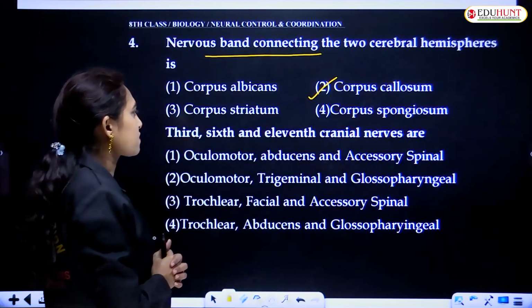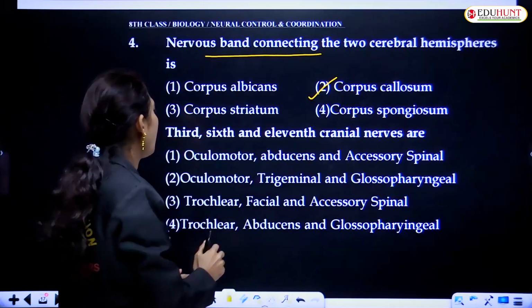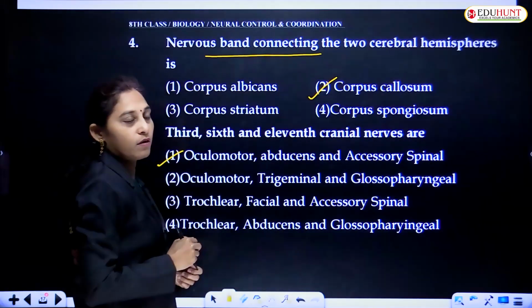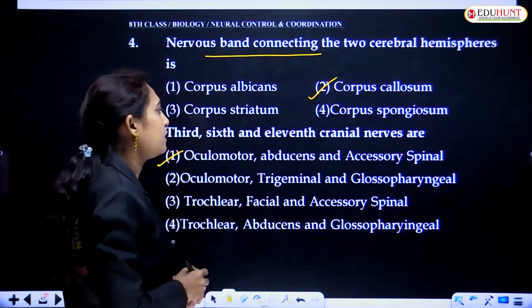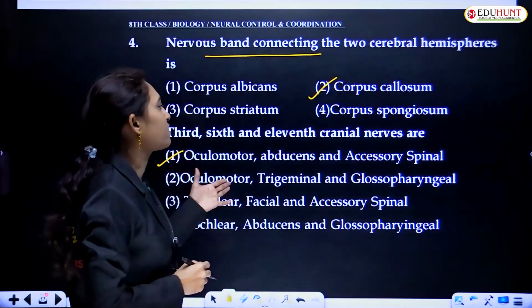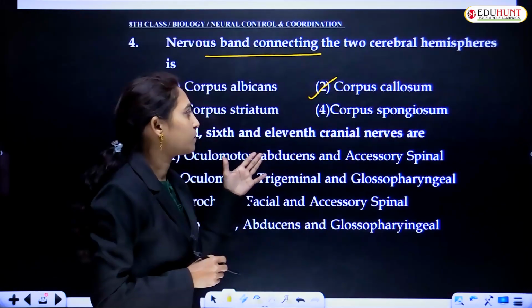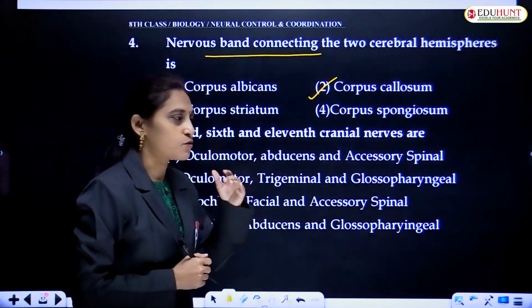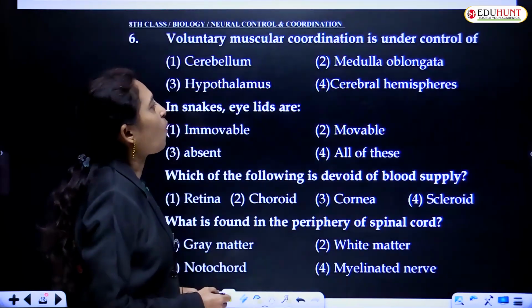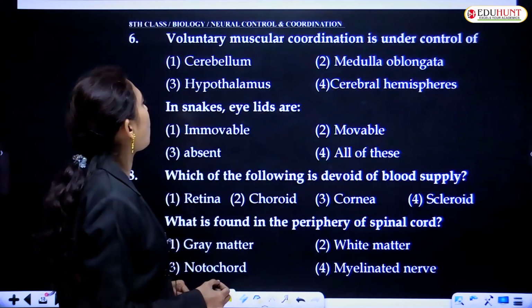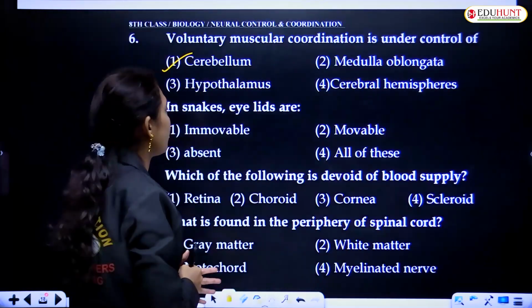Third, 6th and 11th cranial nerves are oculomotor, abducens and accessory spinal nerves respectively. Voluntary muscular coordination is under the control of the cerebellum.